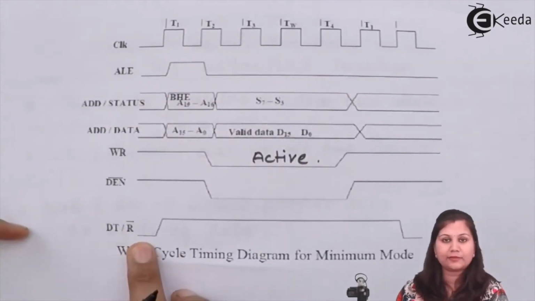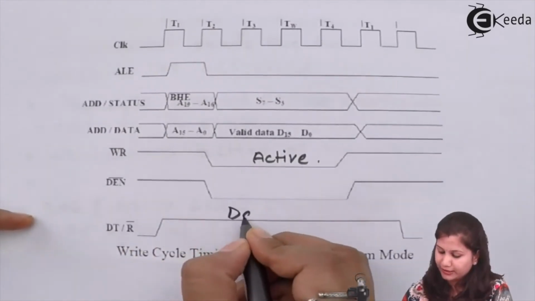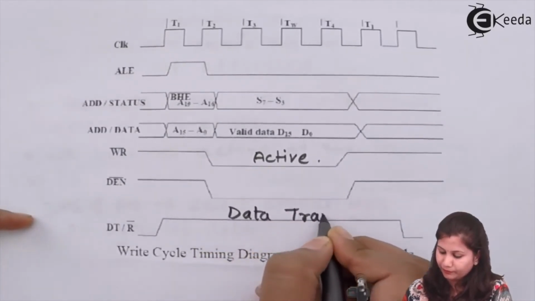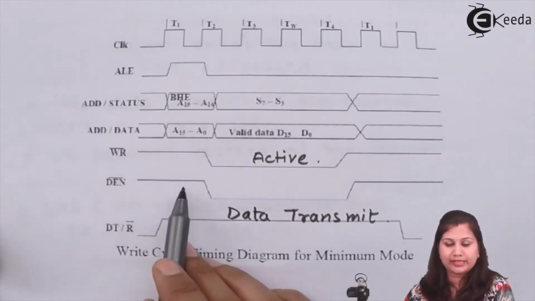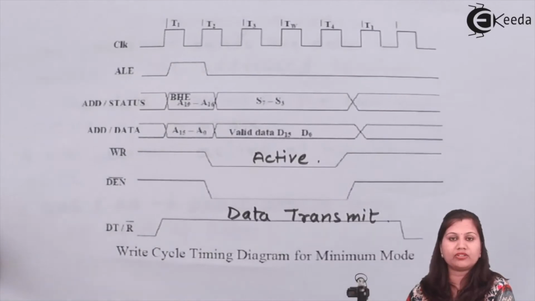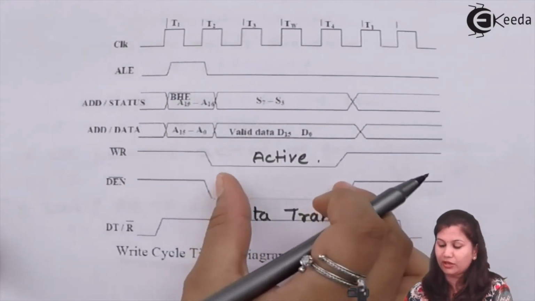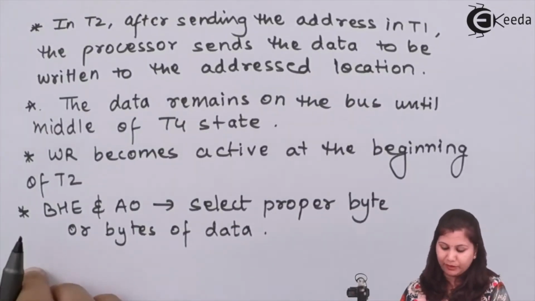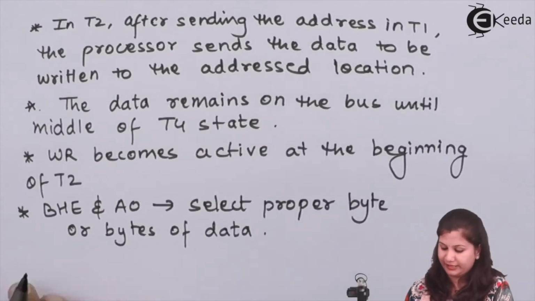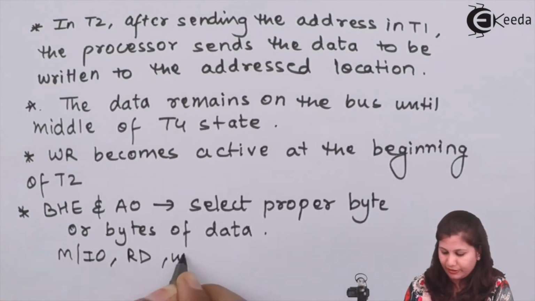Then the data transmit and receive signal is high, which means data is going to be transmitted. Then we have the data enable signal. When the signal is low, the transceivers are activated. The transceivers can transmit and receive the data, so at this time they are going to transmit the data. Okay. Then we have the signals: memory, input output, read and write signals.